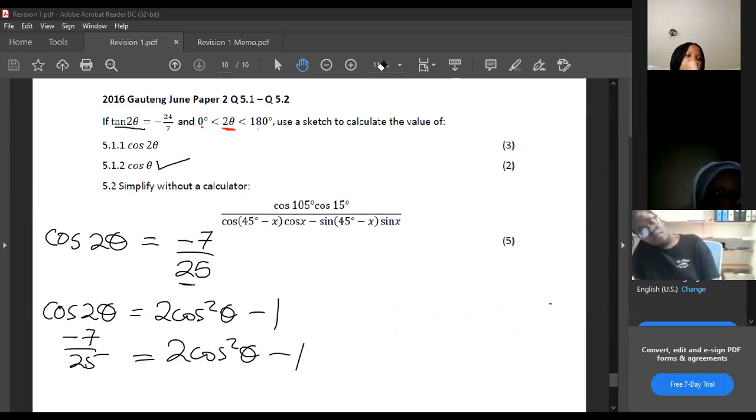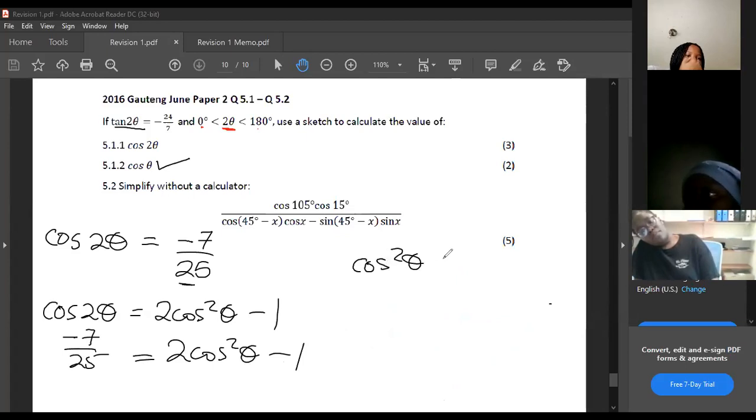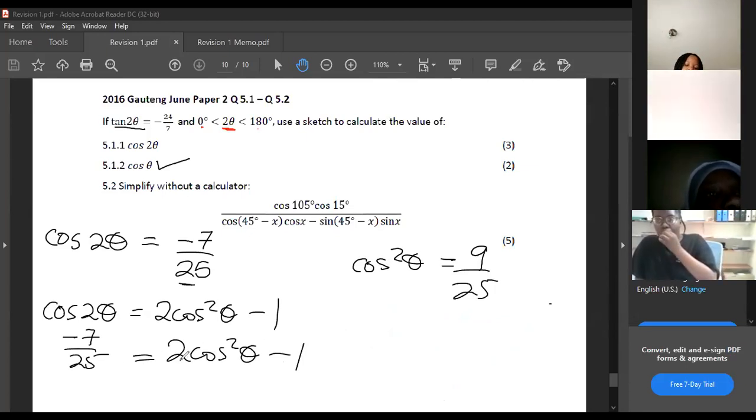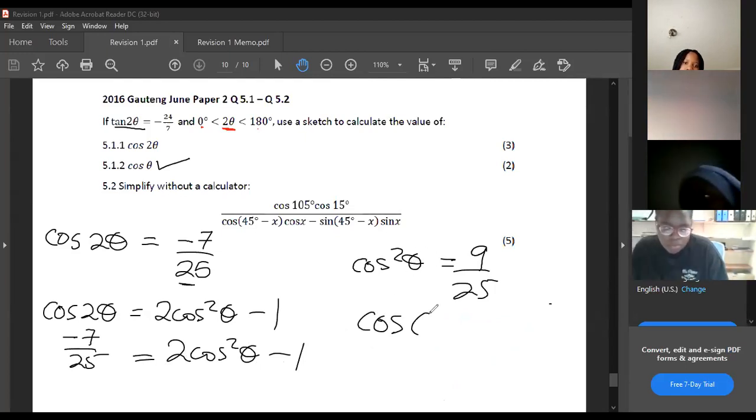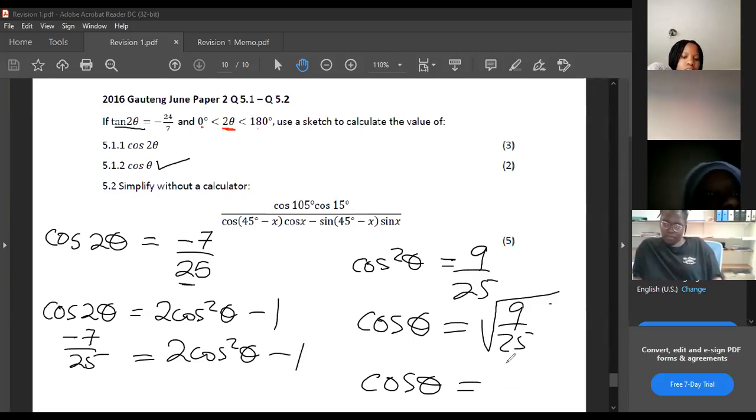Transpose and divide by 2. So you will notice that if I transpose and divide by 2, I will have my cos squared theta being equal to 9 over 25. If cos squared theta is 9 over 25, what is cos theta? Cos theta will be the root of 9 over 25. Then your cos theta will be 3 over 5. So that's how you do the one for cos theta.